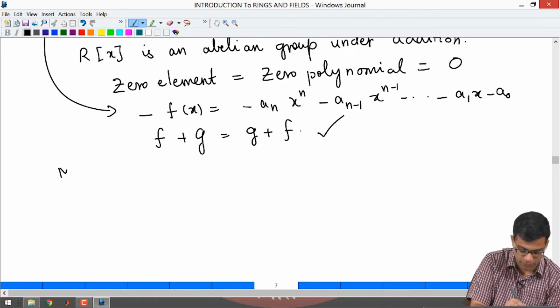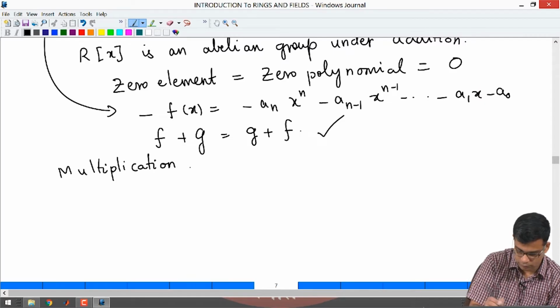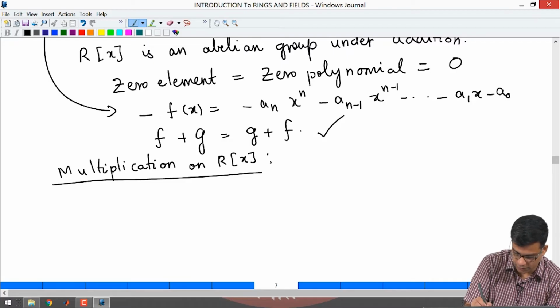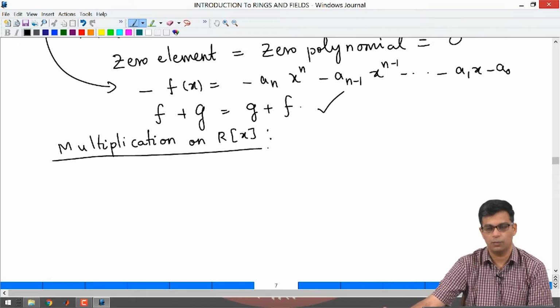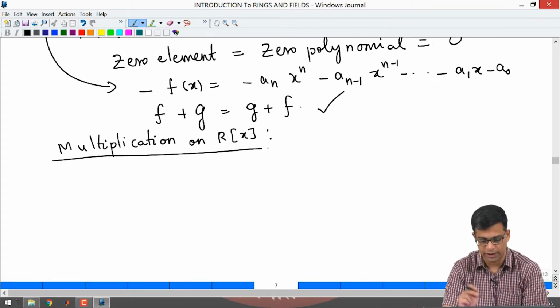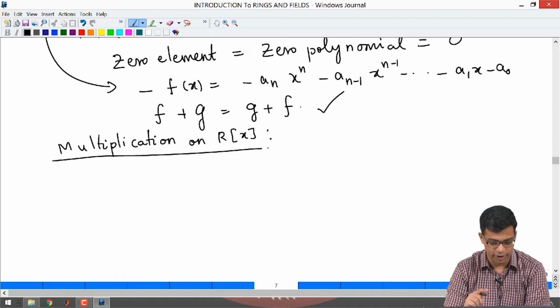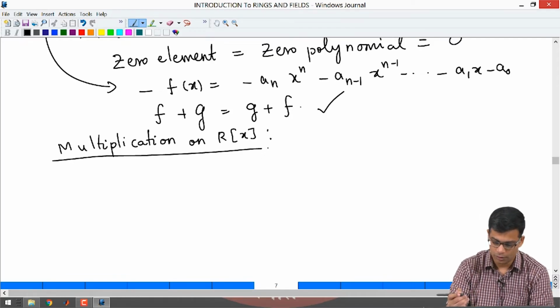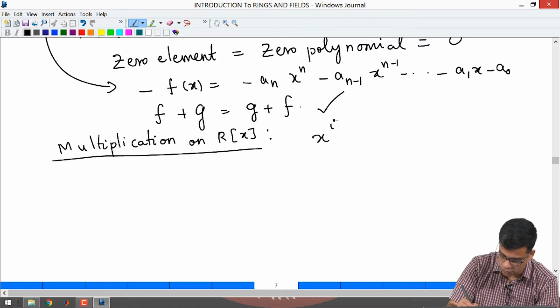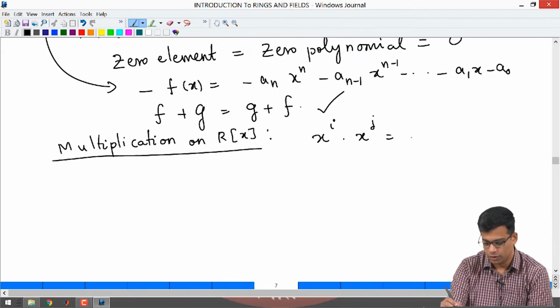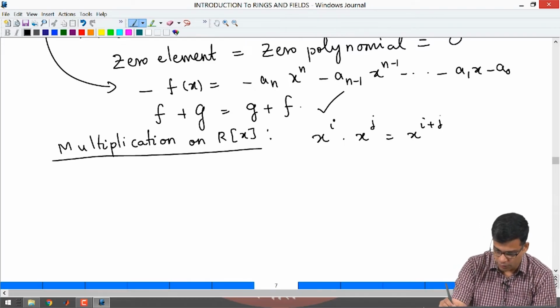So, next what is multiplication? So, next we want to understand what is multiplication on R[x]. So, this is also very similar and slightly more technical, but you have to get used to this, it is not difficult. So, we first learn how to multiply two monomials. And that is natural. So, if you have x^i and x^j, how do you multiply them? You simply take it to be x^(i plus j).